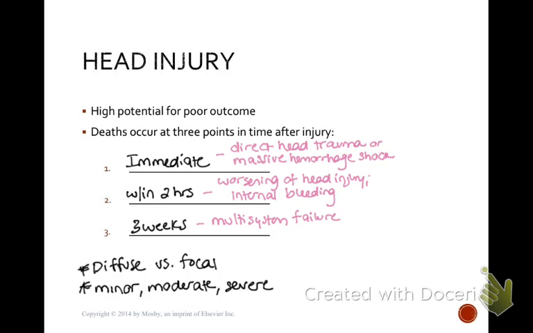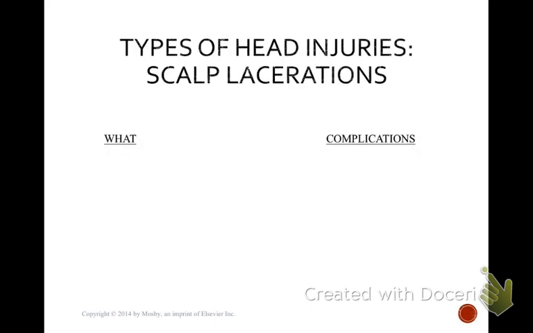And we're going to talk about all the different types. It can be diffuse, so the whole brain injury, or it can just be in one spot, focal. And it can be minor, moderate, or severe. I would just focus more on that it could be right away, a couple hours later, or it could be weeks later.